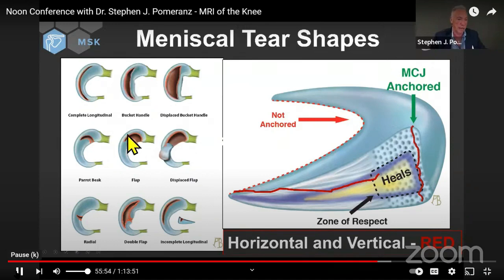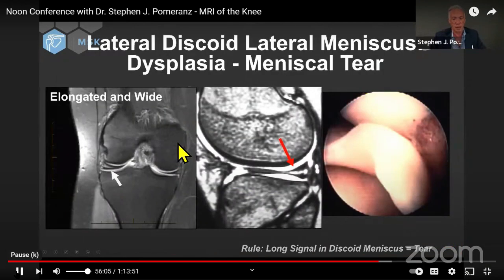We've also got the curved flap tear. When you have a little flap tear in the anterolateral body horn junction, we call that a parrot beak tear. Sometimes flap tears will fold over on themselves, and I think that's enough on shape.